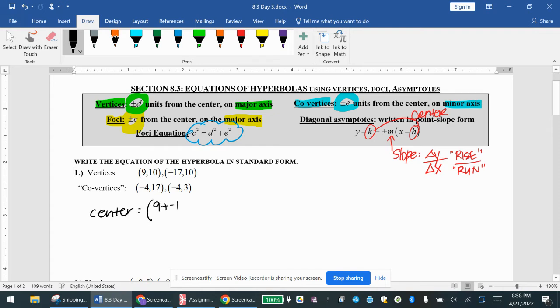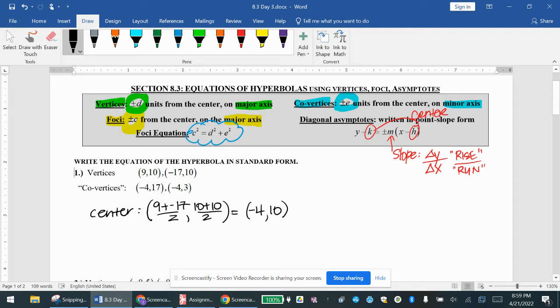So the center is 9 plus negative 17 over 2. And again, it doesn't matter whether you choose the vertices to find the average or midpoint of, or the co-vertices. Some of you also found a pattern: whenever the y values match and the x values match up, that's your center. So 9 plus negative 17, divided by 2, should give you negative 4. And then 10 plus 10 is 20, divided by 2 is 10. So your center is negative 4 comma 10.